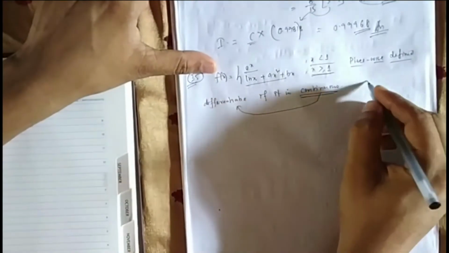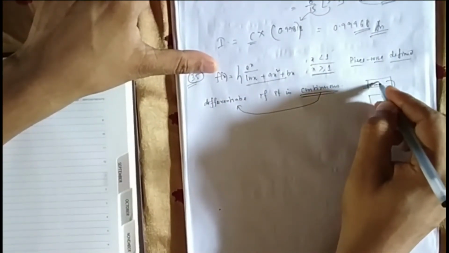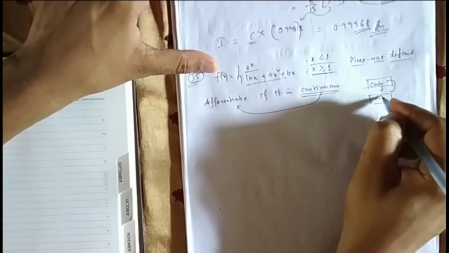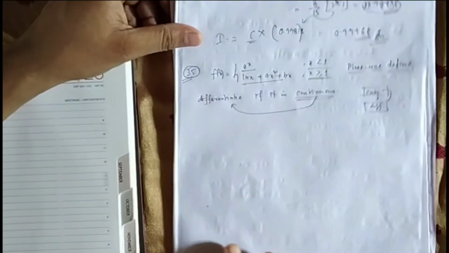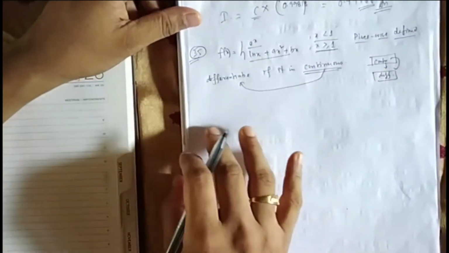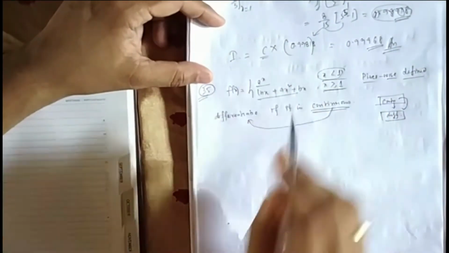If it is continuous, then we will check for differentiability. This is the procedure. Consider continuity first, then differentiability. Only if it is continuous can you go to differentiability. Otherwise you cannot go. If it is not continuous, then certainly it will not be differentiable. If it is continuous, then you have to check whether it is differentiable or not. Now you can see the breakpoint here. What is the breakpoint of the function here?